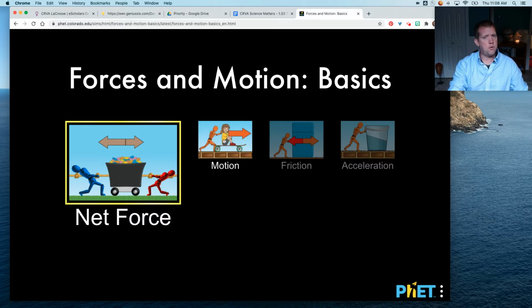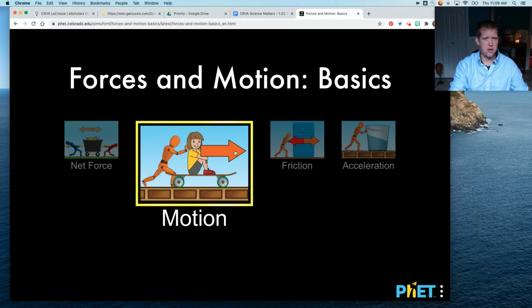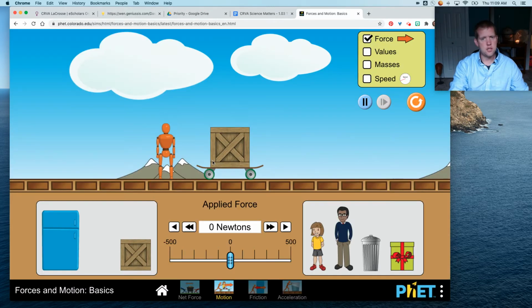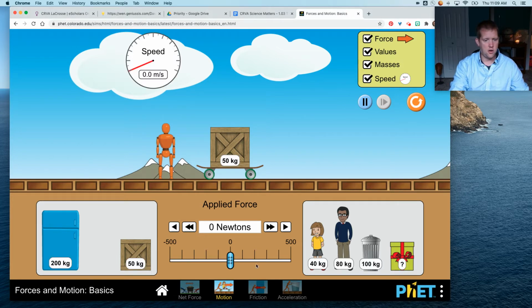But I think the one that would work best for our class for the three laws, especially when you have to answer it in part one, would be this motion tab. So we're just going to start there. And here's what you got. So what I always tell students to do is just turn these all on to help you out. And so you can see what's going on there.